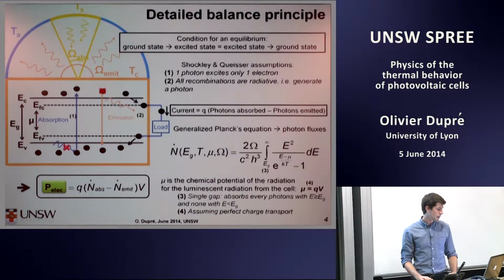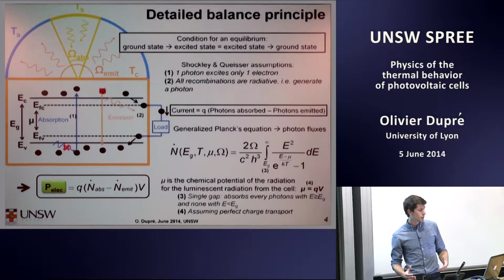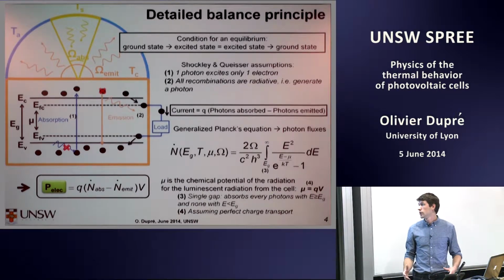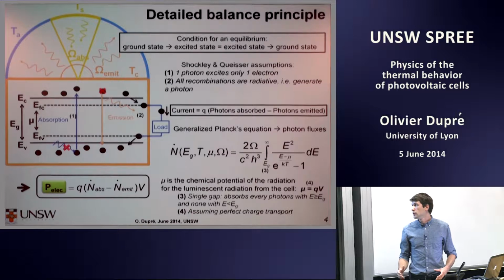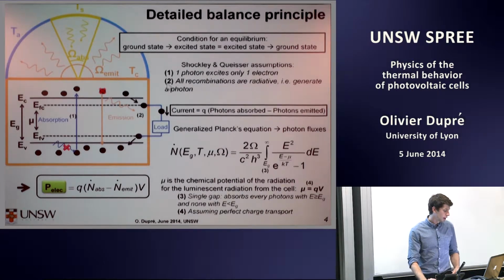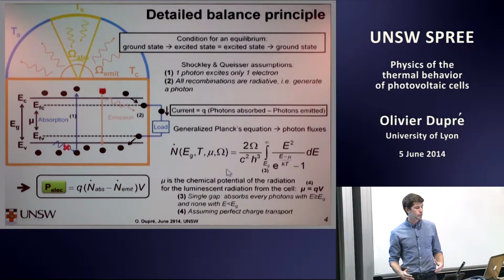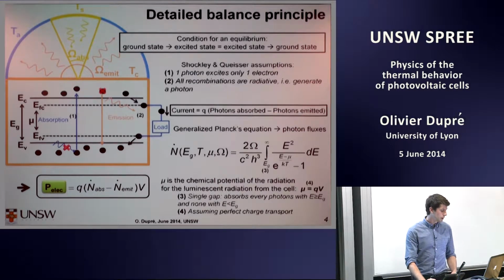and none of the photons that don't have enough energy. This tells us that the electrical power that can be drawn from our cell is equal to the electrical charge times the difference between the absorbed and the emitted photons, times the voltage at the contact of the cell. We see from that equation that the flux of photons emitted toward the ambient will depend on the voltage, because the voltage appears here with the chemical potential of the radiation.